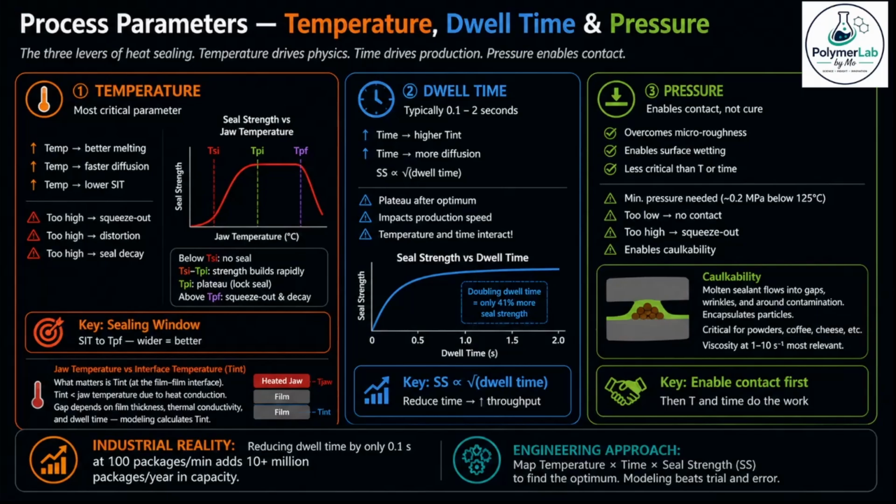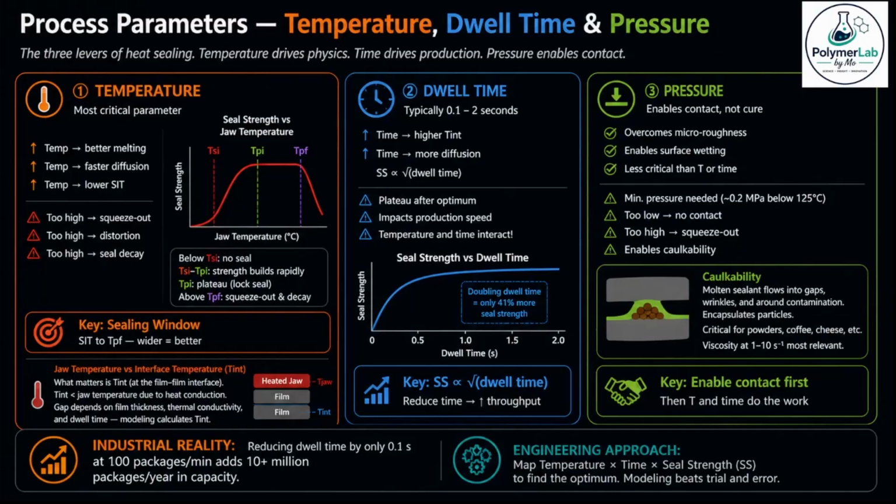The third one, sealing pressure, is needed to overcome the surface roughness and establish contact between the films. Without sufficient pressure, the surface never achieves the intimate contact needed for interdiffusion. But pressure is the least powerful of the three parameters. Researchers showed that a minimum pressure of about 0.2 megapascals is needed below 125 degrees Celsius. But above that temperature, even this limit disappears.